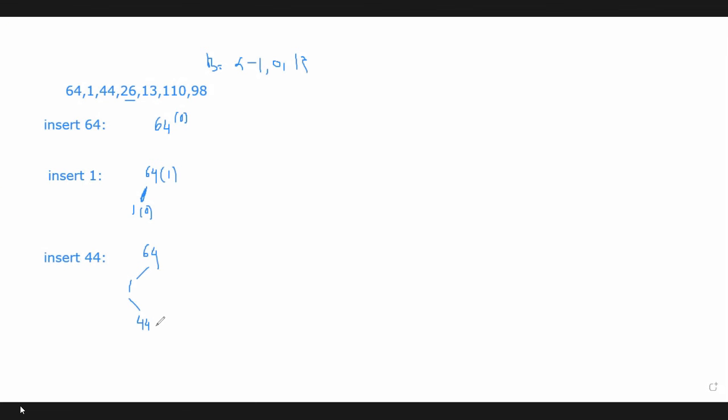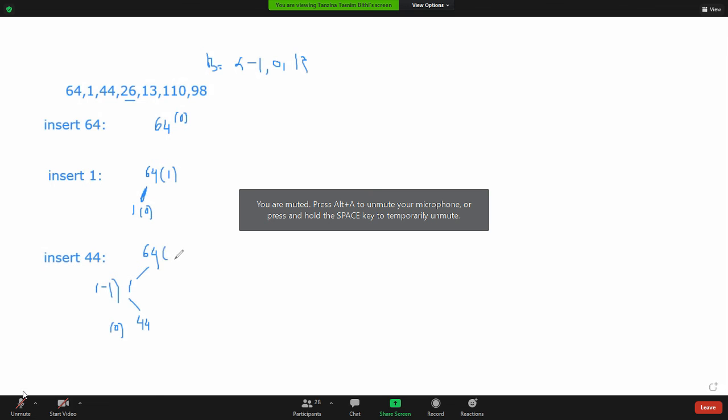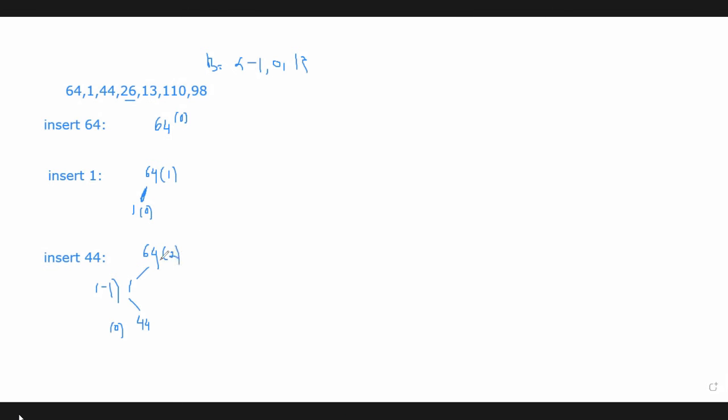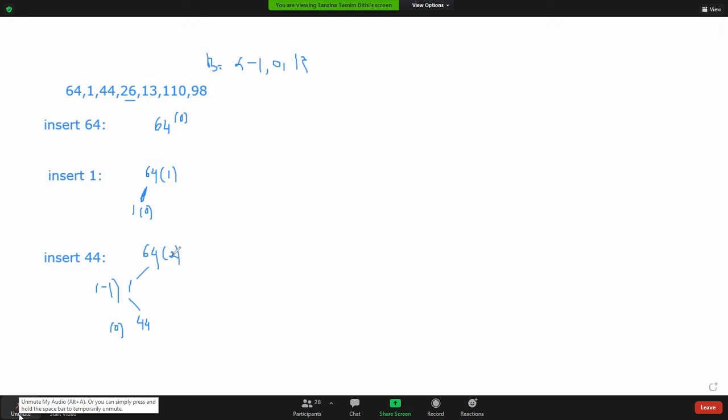Calculate the balance factor. For 44, the balance factor is 0. For 1, the balance factor is 0 minus 1. The height of the left subtree is 0 and the height of the right subtree is 1. So 0 minus 1 equals minus 1. For 64, the balance factor will be 2, isn't it? In the left subtree, there are 2 edges. The height of the left subtree is 2. 2 minus 0 equals 2. Is it clear why it is 2?